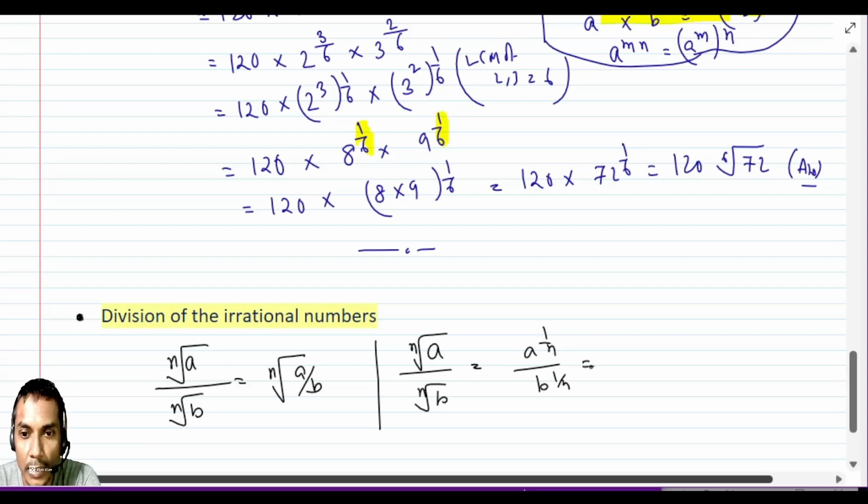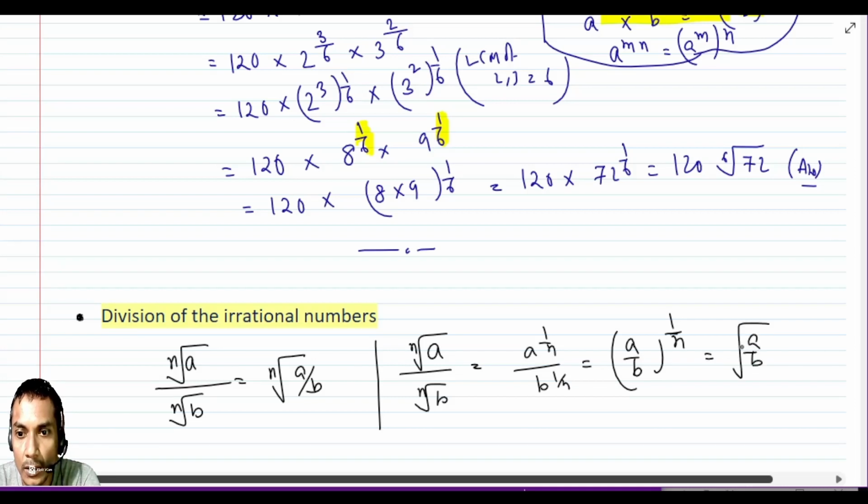So we know that if the base is different but the power is the same, we already know that (ab)^n. Is it clear? So this is the alternate way you can remember this.